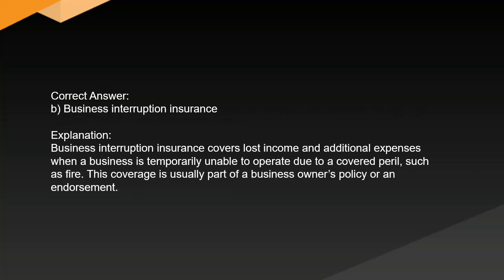Correct answer. B. Business interruption insurance. Explanation. Business interruption insurance covers lost income and additional expenses when a business is temporarily unable to operate due to a covered peril, such as fire. This coverage is usually part of a business owner's policy or an endorsement.